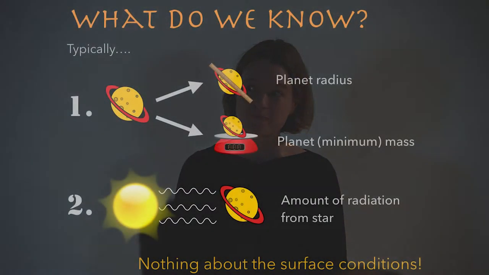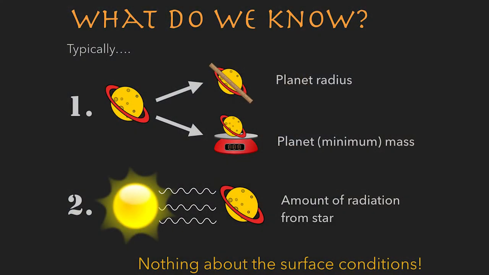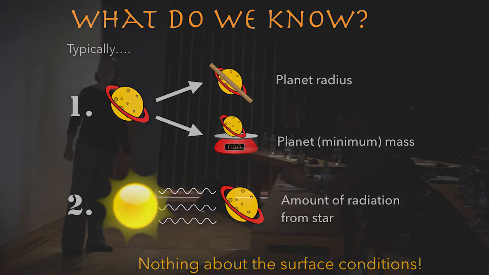Sounds quite nice, maybe go there for a holiday. In fact, the surface temperature of Venus is 460 Celsius. It melts lead, and the longest a spacecraft has ever survived on the Venusian surface is less than 2 hours. So these two properties don't tell us anything about the surface conditions, and it's the surface conditions we're really interested in when we want to think about life.